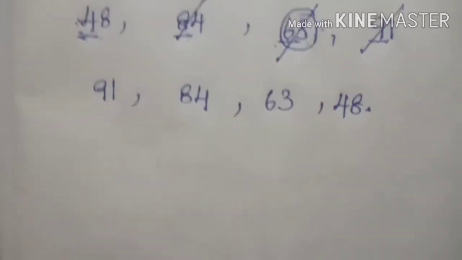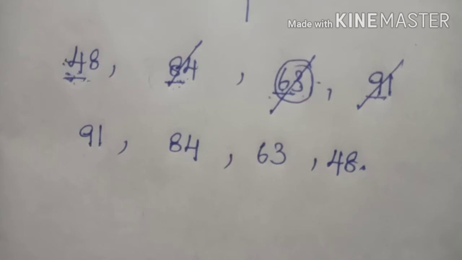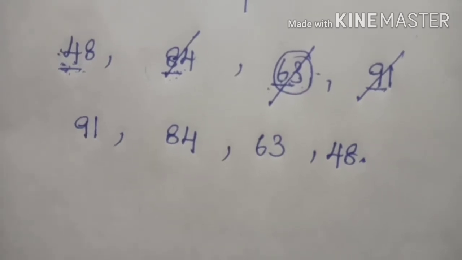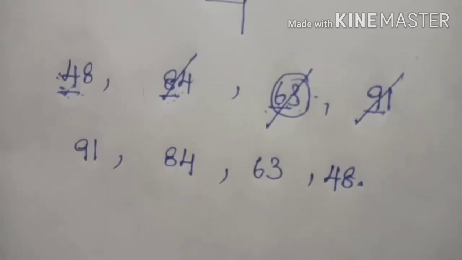Okay children, how did we write ascending order? Like that only, you have to arrange numbers from biggest to smallest. That is called descending order.